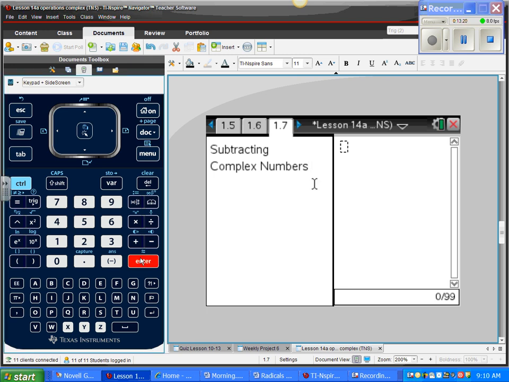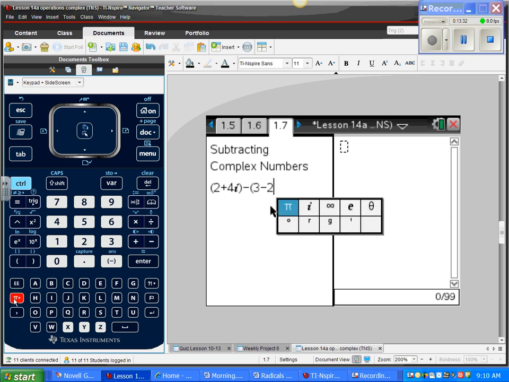Now subtraction's a little bit different because we have to remember something. Let's say I have 2 plus 4i minus 3 minus 2i. What do you think I'm going to have to remember to do? Something important. Keep, change, right? I got to change those signs.